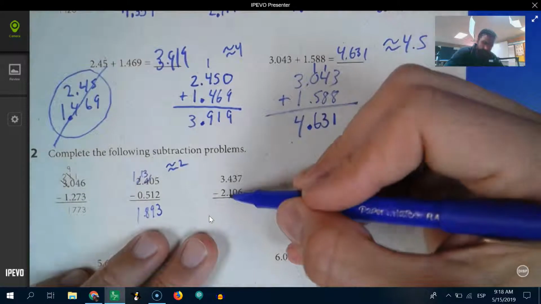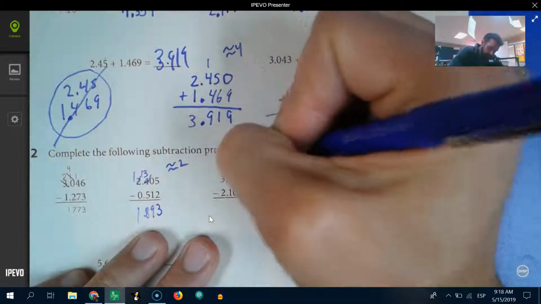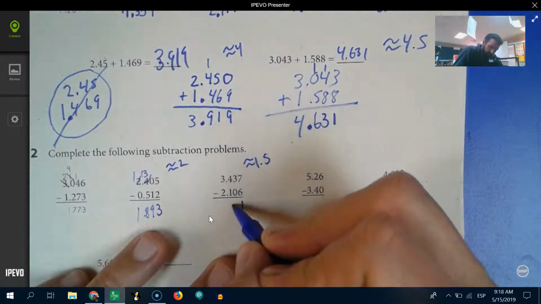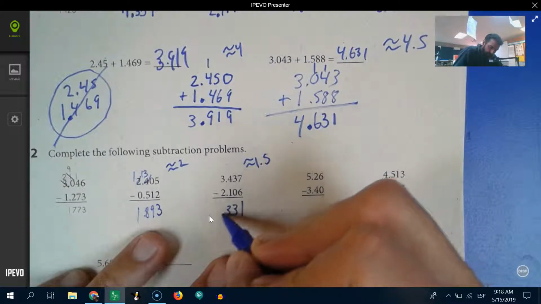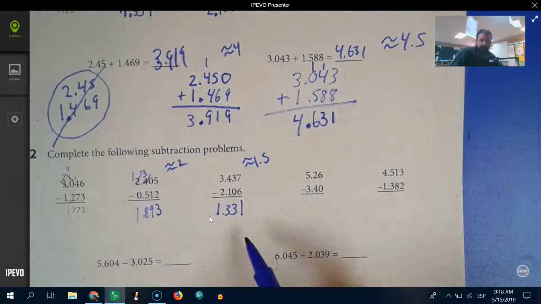Here I have 3.5 minus 2, which would be, what, about 1.5? Alright, 7 minus 6 is 1. 3 minus 0 is 3. 4 minus 1 is 3. Drop the decimal point, and 3 minus 2 is 1. So that's around 1.5. So I feel pretty good about that.